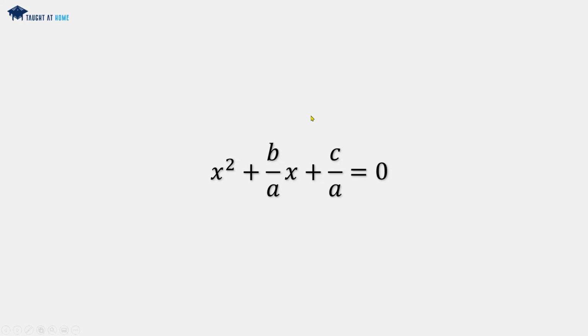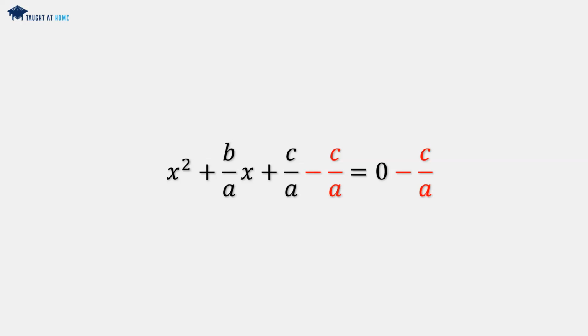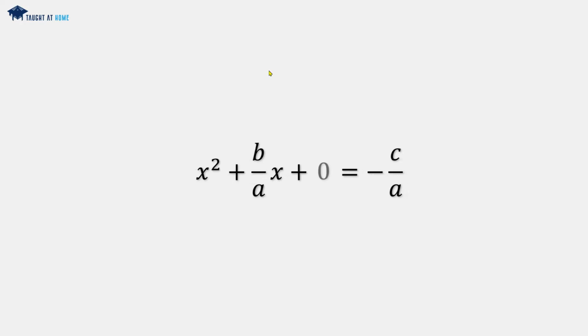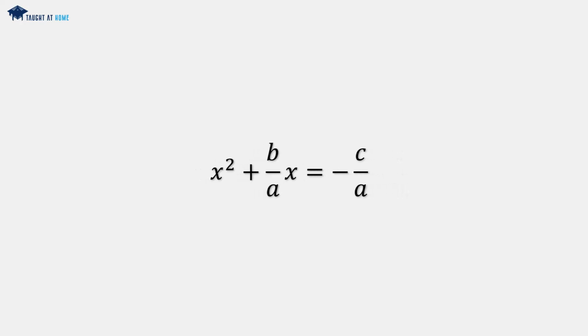Let's subtract c over a from both sides to remove it from the left hand side here. So this becomes minus c over a, and c over a minus c over a, well, they cancel out to 0. Now we'll inspect the left hand side here. We have an x squared term plus a coefficient of x. So this is where we can use completing the square. Because we have x plus p all squared plus q, we can write this into that form.